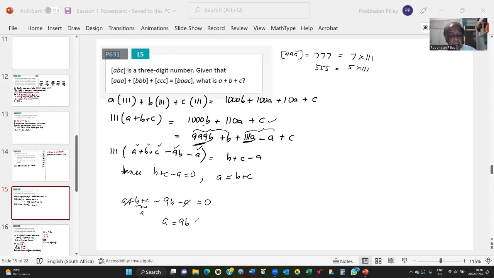Now remember, these are digits. How can this be? If B is equal to 2, then A will be 18, and that's not a digit. The digits are from 1 to 9, or from 0 to 9. So the only way this can be possible, and B is not 0, because this is a 3-digit number, right?